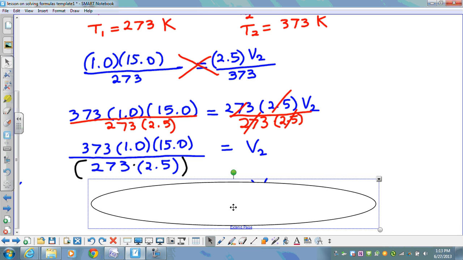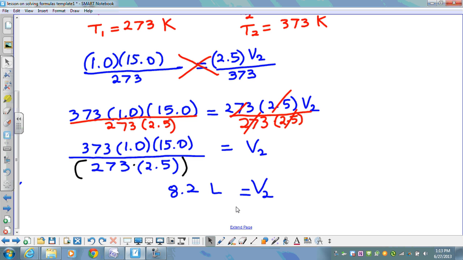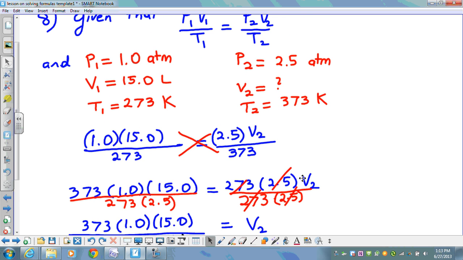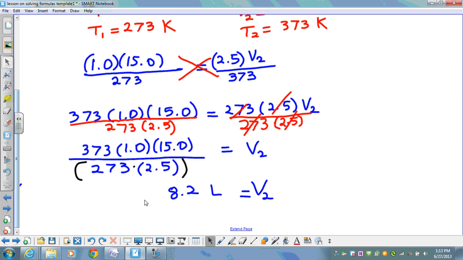Then your final answer should be 8.2 liters. And again, everything was given in consistent units, so volume was in liters. So we find our final answer has units in liters. And also, how many significant figures do we keep here? Well, with multiplication and division problems, you go with the smallest number of significant figures. And here, the smallest number of significant figures is 2 due to this quantity and this quantity here. So we rounded our answer to 2 significant figures here.